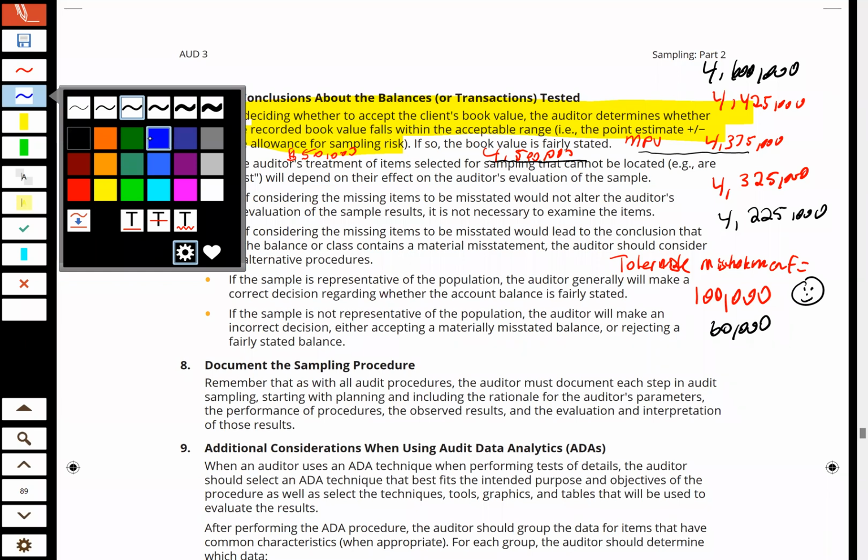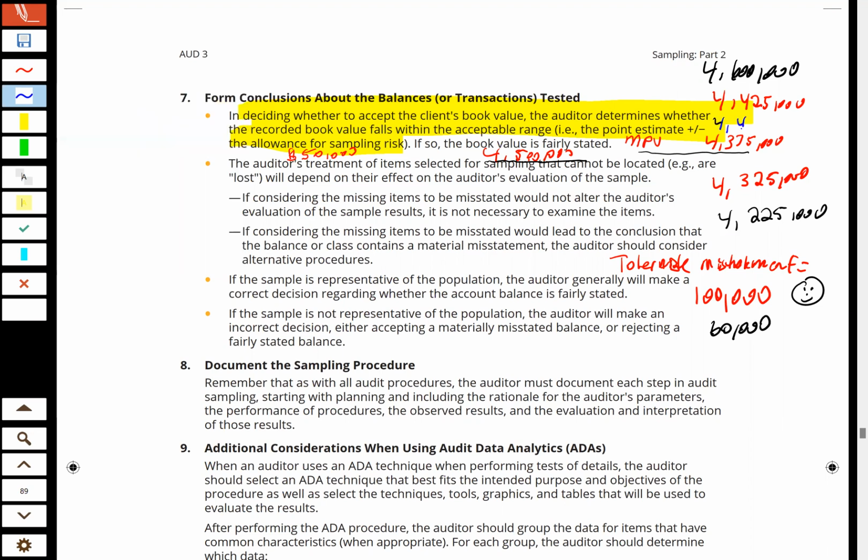4,375,000 plus 60,000 gives me what? 4,435,000. And if I subtract it from 4,375,000? 4,375,000 minus 60,000, 4,315, you say? Yeah, that's what I got too. I don't know why I wrote 4,375,000 twice. Oh no, that's 315.